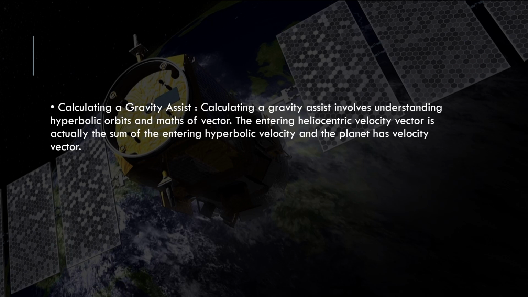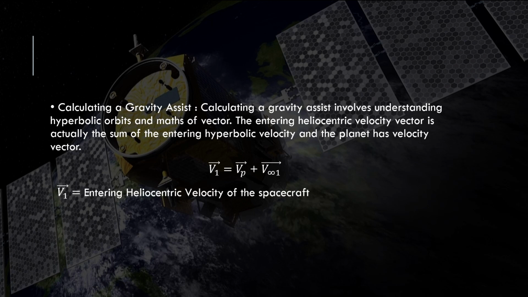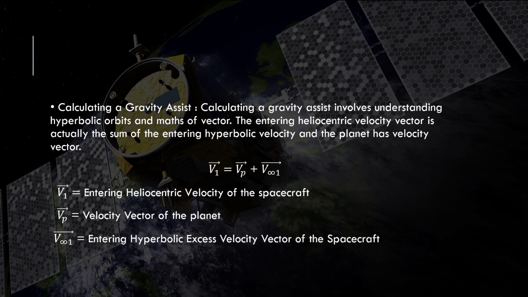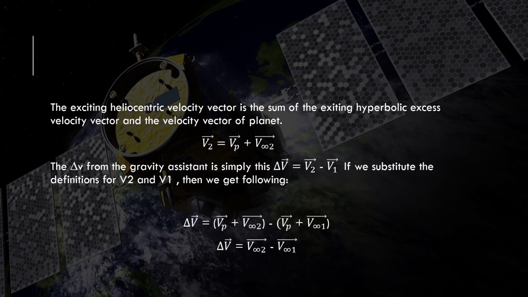Calculating a gravity assist involves the use of vector algebra. It is given as v1 vector is equal to vp vector plus v infinity 1 vector, where v1 vector is the entering heliocentric velocity of the spacecraft, vp vector is the velocity vector of the planet, and v infinity 1 vector is the entering hyperbolic axis velocity vector of the spacecraft.